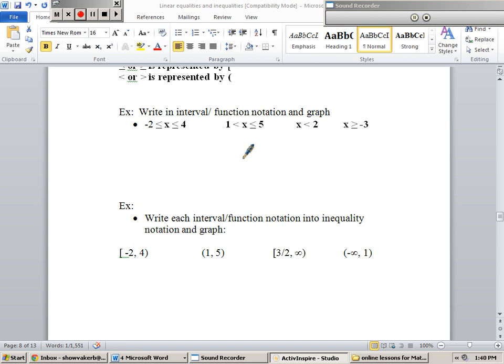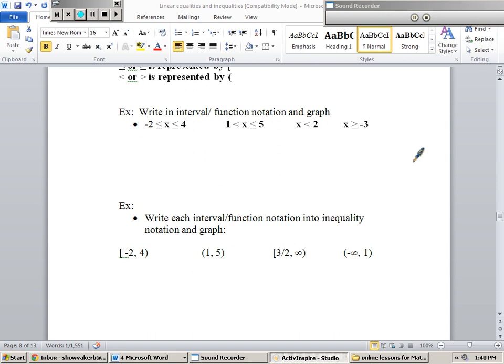In the next one, I'm starting at negative infinity and going to 2. 2 is not included. That's an interval. And on the next one, everything's bigger than -3, so I'm starting at -3, including -3, and I'm going to infinity. This is a way of taking it from interval notation to function notation.